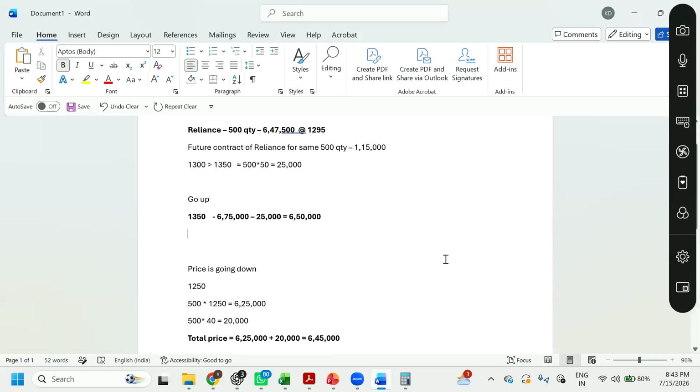What is it called? That's actually called hedging. Right? Now you understood, right? We did a very simple thing. People talk about hedging and hedging, but no one talks about how it is done, right? This is how it is done.